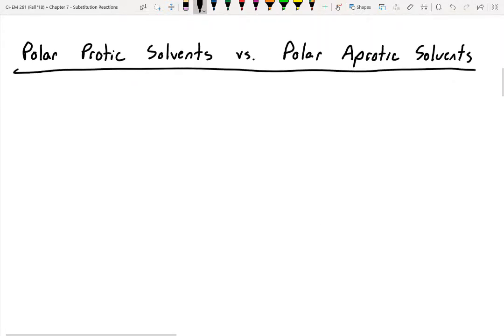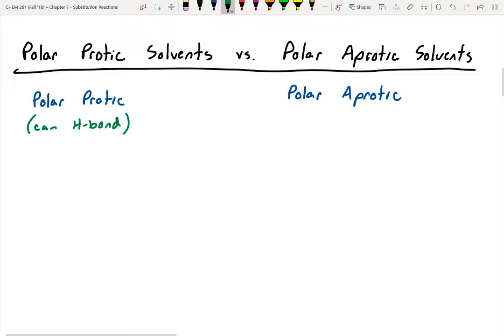All right, so polar protic solvents we'll put on the left. And then we'll put polar aprotic on the right. Okay, if we think about a polar protic solvent, the big clue here is pro. That implies that there's protons, specifically protons that can hydrogen bond, right? So polar protic solvents can H bond. Polar aprotic solvents cannot H bond.